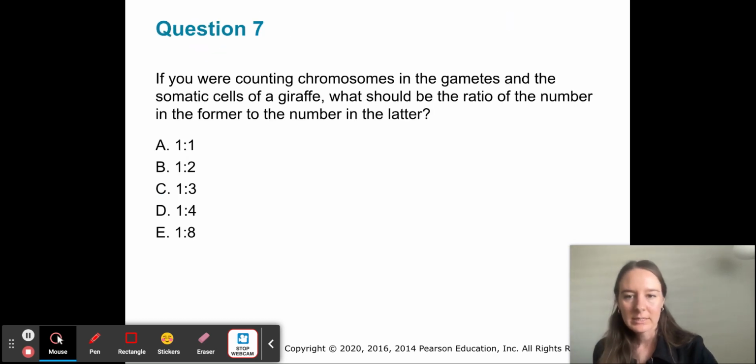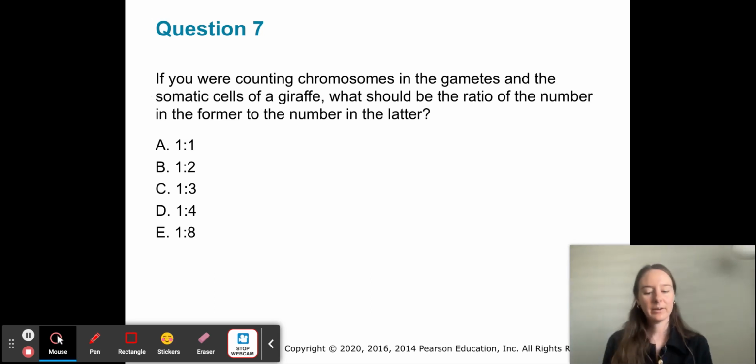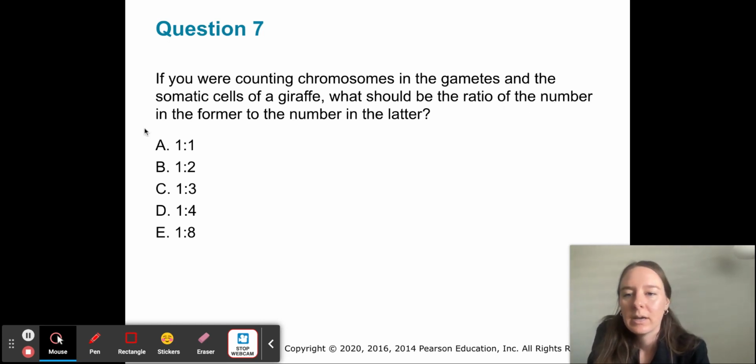All right, so let's take a look at a practice question here. Let's say you were counting the number of chromosomes in the gametes and the somatic cells of a giraffe. We don't know how many chromosomes a giraffe has, but let's think about the ratio. What should be the ratio of the number in the former, the gametes, compared to the latter, the somatic cells? So think about it. Is there going to be an equal number, 1 to 1, of gametes and somatic cells? Is there going to be half in gametes and double in the somatic cells? Or C, D, or E?